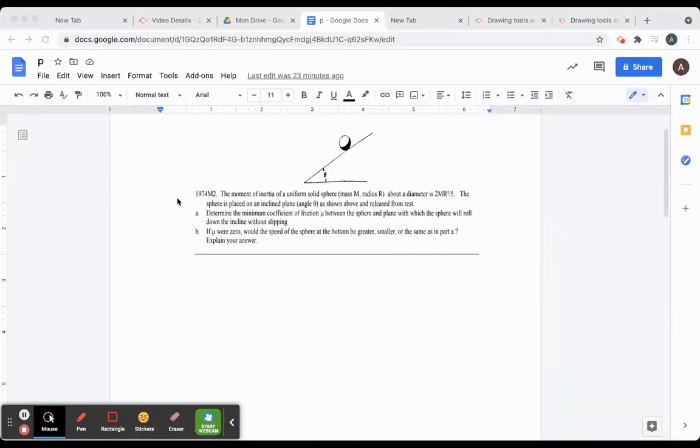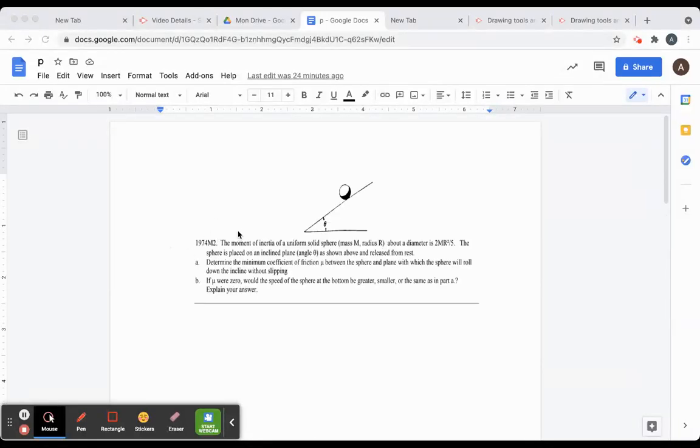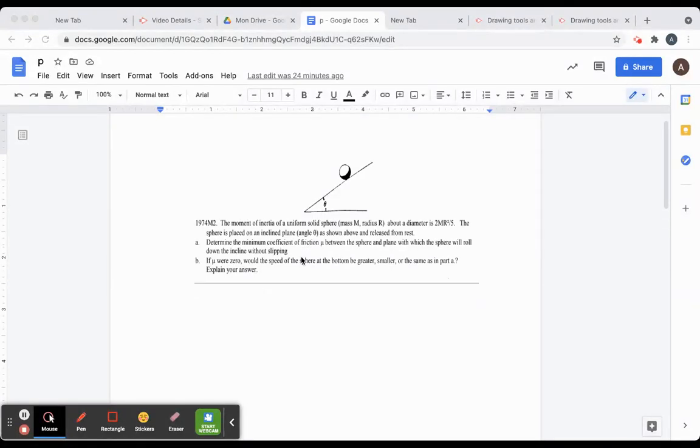So today we'll be talking about two AP problems, 1974 M2 and 1986 M2. These two problems cover rolling without slipping. The first problem talks about the moment of inertia of a uniform solid sphere, mass m, radius r, about its diameter, which is 2mr squared over 5. The sphere is placed on an inclined plane, angle theta, as shown above and released from rest. Determine the minimum coefficient of friction between the sphere and the plane, which will roll down the incline without slipping.